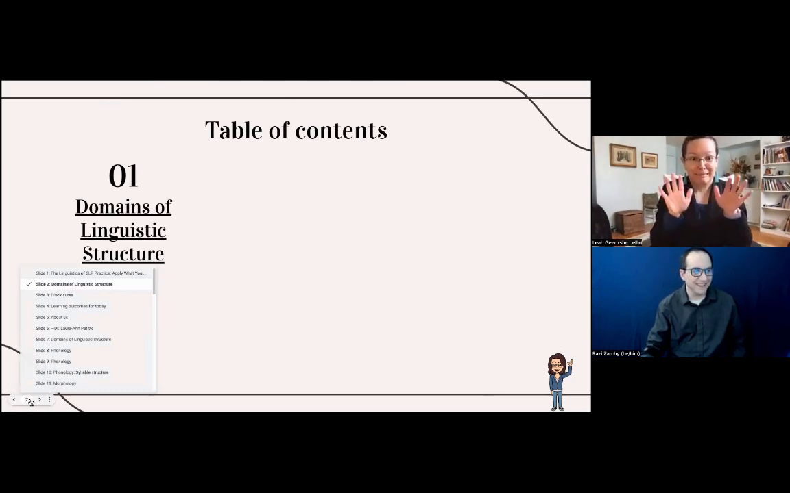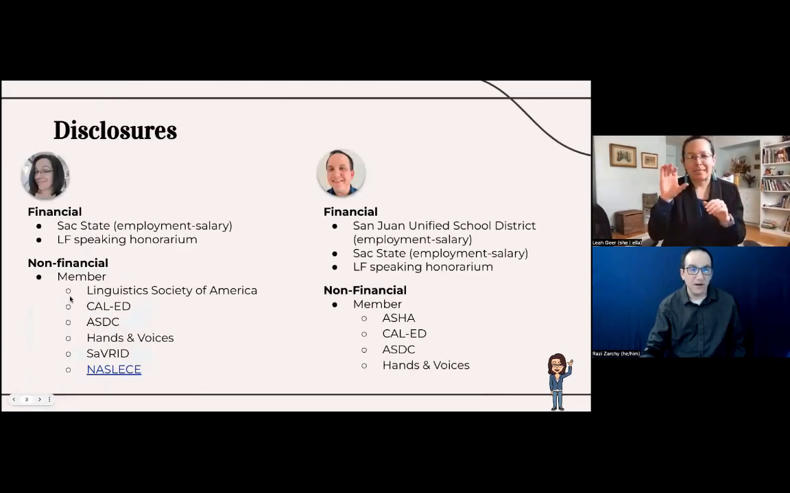We've got some accidental animations. Apologies for that aspect of our slide. So let me actually skip past the table of contents and get right into our disclosures. I will skip those animations altogether.